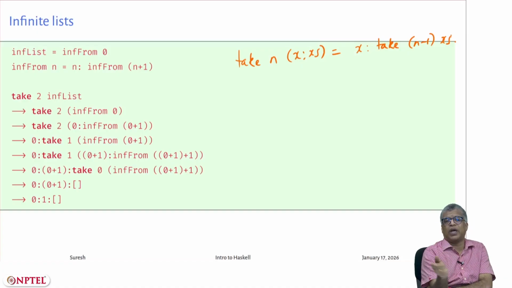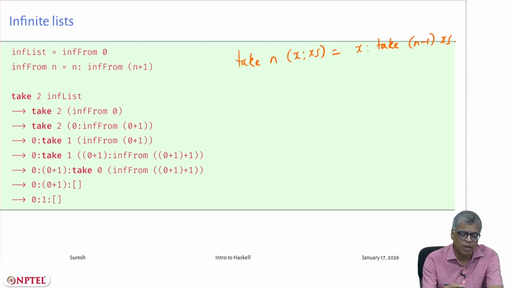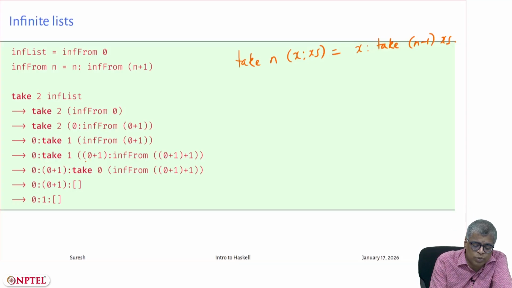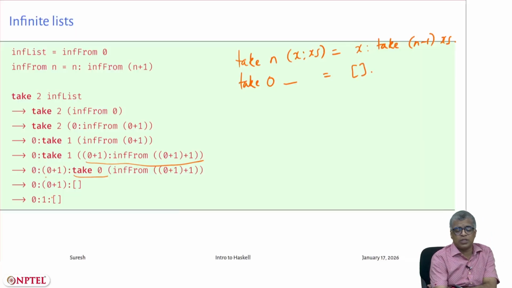All that take requires is for you to pick out some elements. So the elements could be just expressions, they need not be values. They will finally be evaluated to values when you display them in GHCI or whatever, when you use them. Okay, so this is take 1 of 0 plus 1 followed by inf from 0 plus 1 plus 1, but that is nothing but 0 followed by 0 plus 1 followed by take 0 of whatever. Take 0 has a definition which says take 0 of whatever is just the empty list. Okay, so at this point that will be just the empty list, and so your overall thing is 0 followed by 1 followed by the empty list, which is nothing but 0, 1.